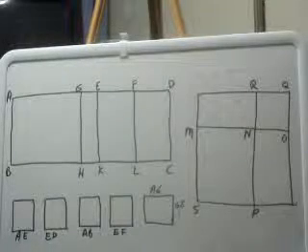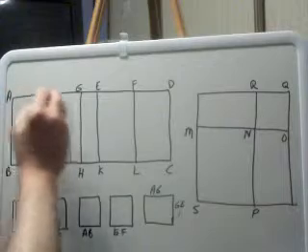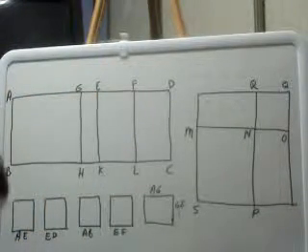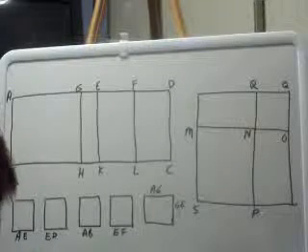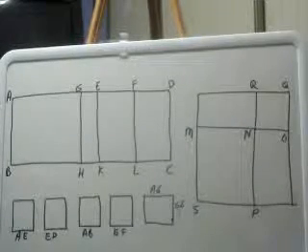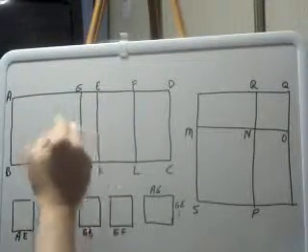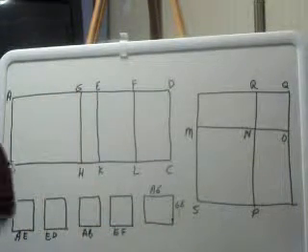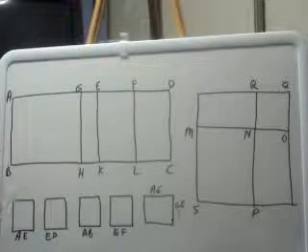For since AG is commensurable with GE, as this line is commensurable with this line, therefore AE is also commensurable with each of the straight lines AG and GE. So AE is commensurable with AG, and AE is commensurable with GE. And this is by Euclid Book 10, proposition number 15.